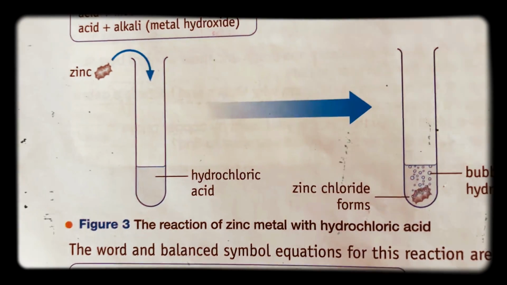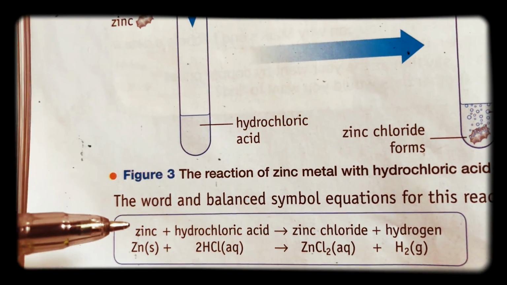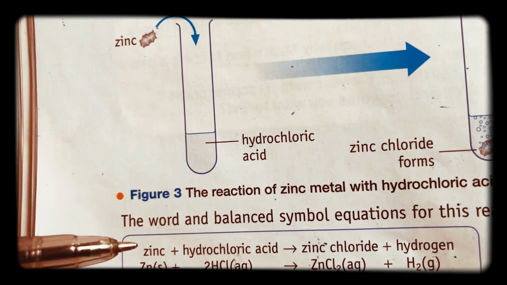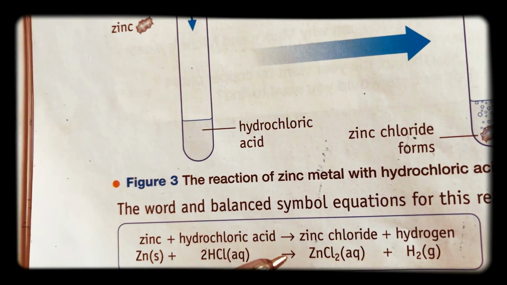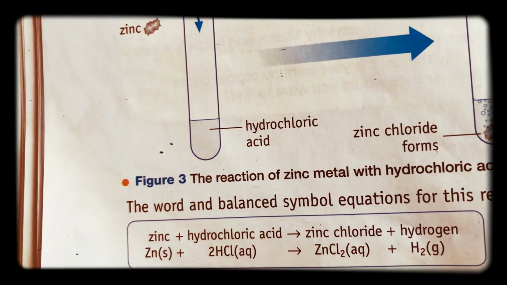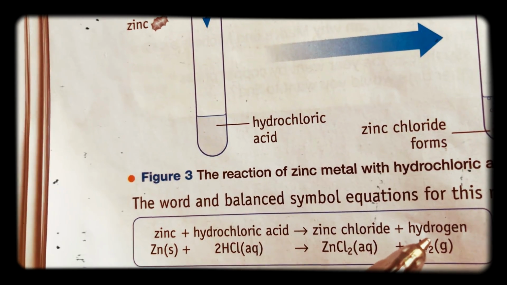Okay, so let's go back to zinc and hydrochloric acid. Now here's the word equation. Zinc, see how it's got the words? Zinc plus hydrochloric acid reacts to form. Make sure you've got an arrow there. Okay, no equal signs. So zinc plus hydrochloric acid reacts to form zinc chloride plus hydrogen.